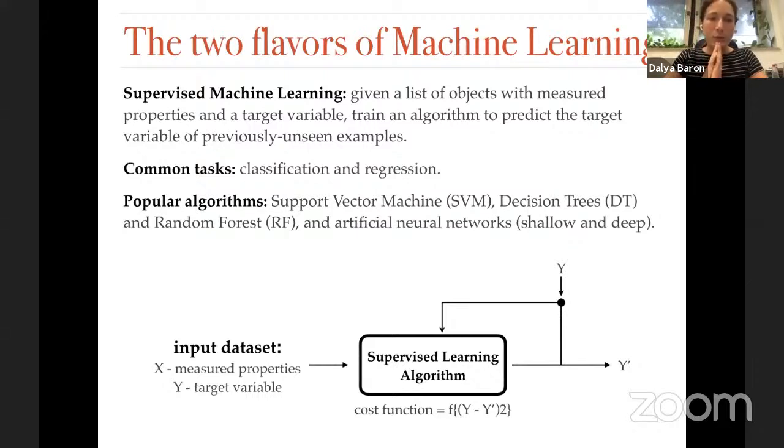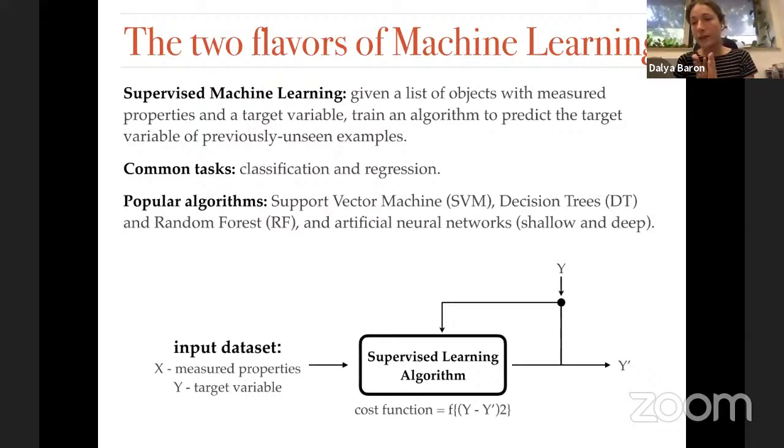So the first thing I want to discuss are supervised machine learning algorithms. In these algorithms, I have a list of objects with some measured properties and some target variable. And what I want to do is train an algorithm to take these measured properties and predict the target variable for objects for which I do not have this target variable. So let's take an example.